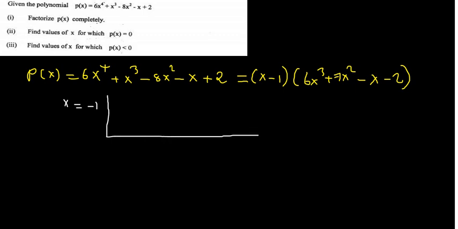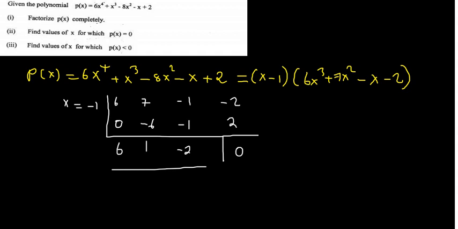And then I'll get the coefficients. We have 6, 7, negative 1, negative 2. I'll put the 0 down here. 6 plus 0 is 6. 6 times negative 1, negative 6. 7 minus 6 is 1. 1 times negative 1, negative 1. This will give us negative 2 times negative 1, that will be positive 2. So the remainder is going to be 0 here, meaning that this is the quadratic which is going to remain.